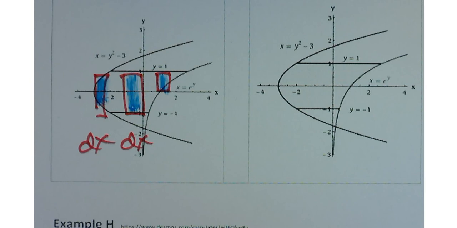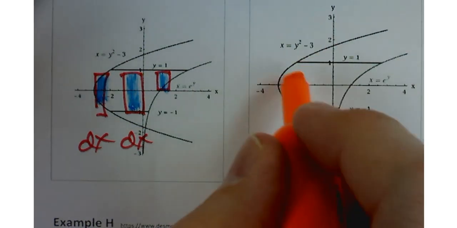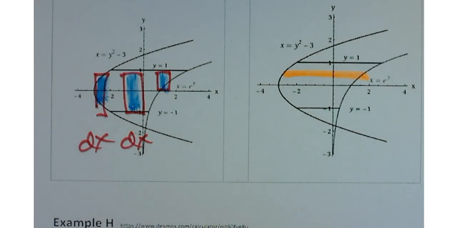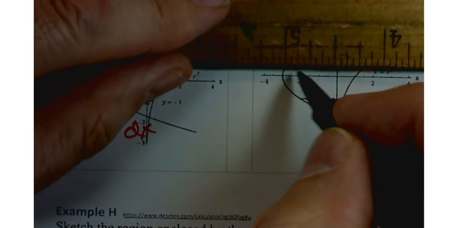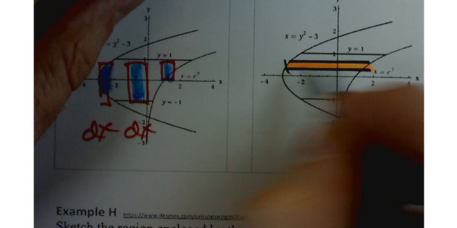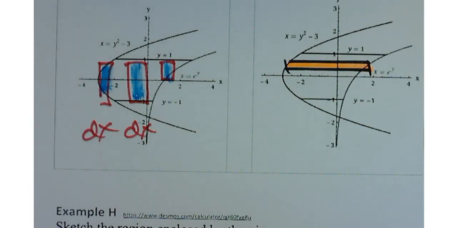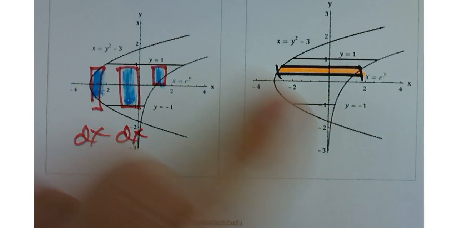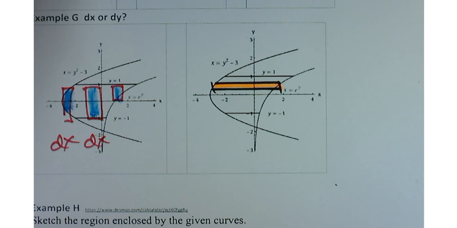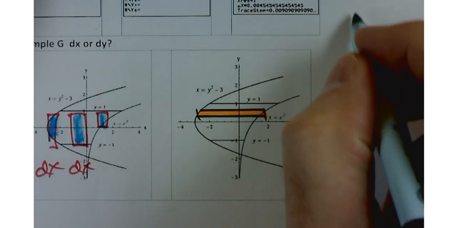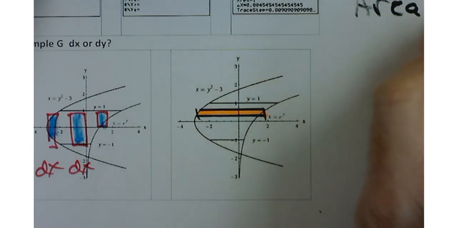Well, a dy slice is going to run horizontally, like this. And the nice thing about the dy slice is that in this particular example, our left and right functions stay pretty much the same. In fact, they stay exactly the same. So if I wanted to find the area of this one rectangle, it's not going to be too bad. So let's see if we can do that. Here we go. So, area of one rectangle.